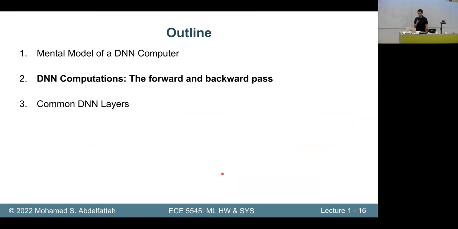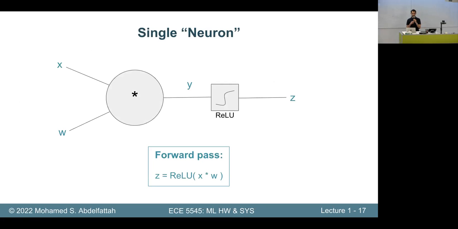Okay, so that's the first part that I wanted to go over. If anyone has any questions at this point about this mental model of a DNN computer, just let me know. Otherwise, we can move on to the second part of the lecture. So basically, we'll go back to machine learning 101 and talk about the forward and backward pass in a deep neural network.